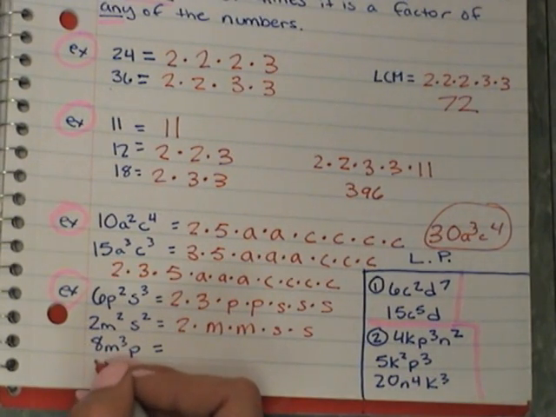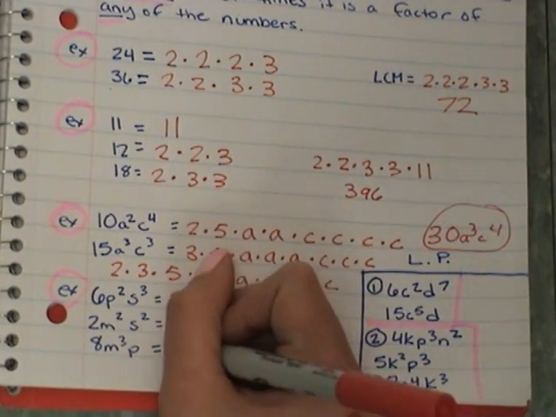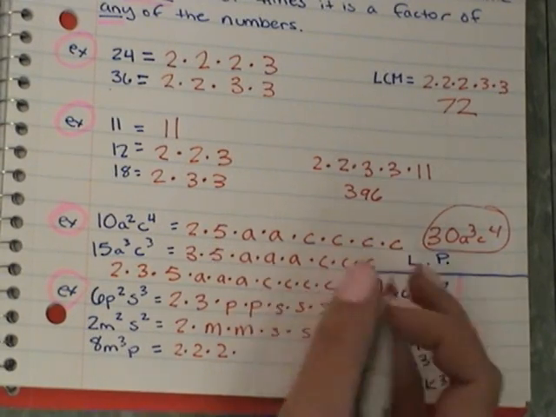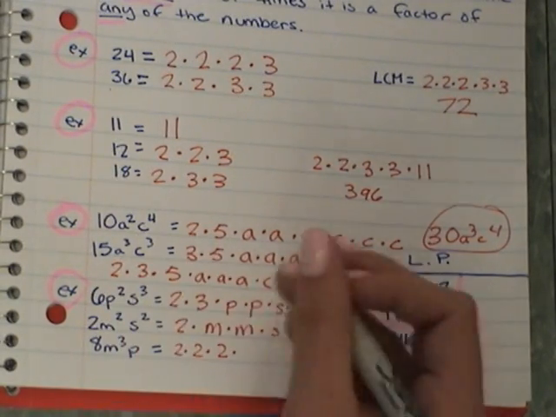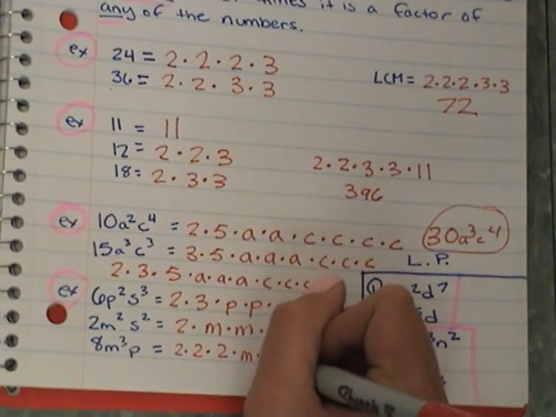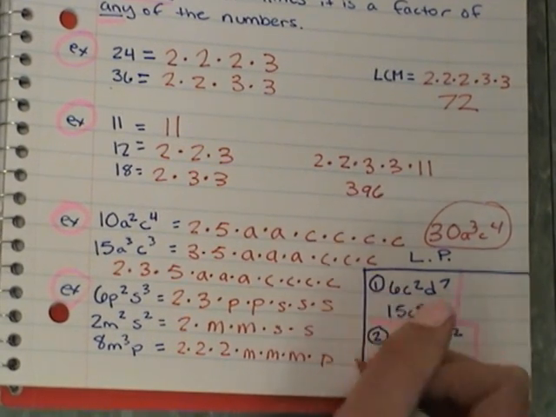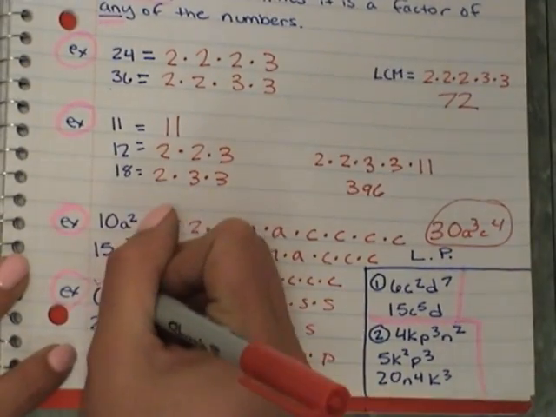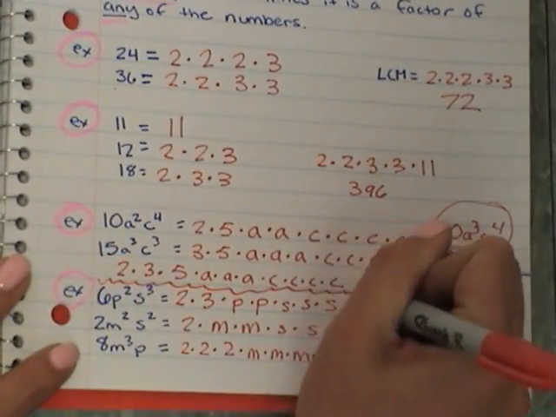I need to break apart 8. So I could do 2 and 4, but then 4 is not prime, but 4 could be 2 and 2. So I'd have 3 2's, and then m to the third, so 1, 2, 3, and then p. It's 3 m's because m times m is m squared, times m again is m to the 3rd power, or cubed. Okay, I'm going to draw a line so we don't confuse ourselves with the first one.